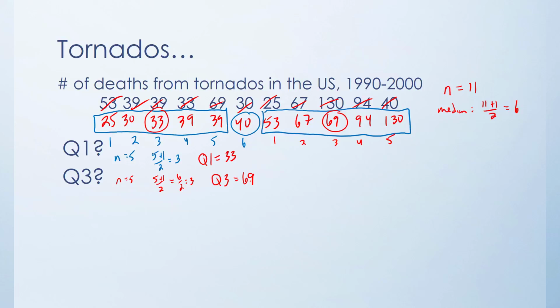All right, so what that's saying is that the value 33 has 25% of the data at or below it, and the value 69 has 75% of the data at or below it. Now, of course, it's easy to figure out our interquartile range. This is just going to be Q3 minus Q1, which is 69 minus 33, otherwise known as 36.